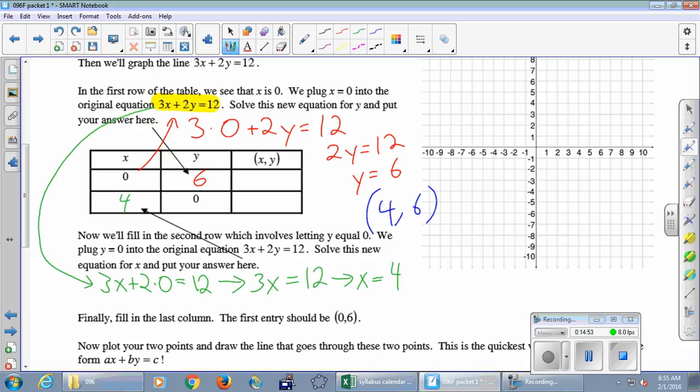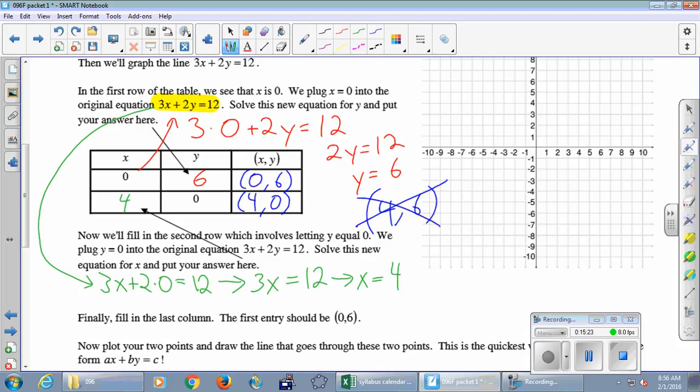The 6 only came about because we chose x equals what number? 0. The 6 is only here because of the 0. The 6 has nothing to do with the 4. The 4 only came in when we let y equal 0, and they're separate points. It's not that. So this is the point 0, 6. This is the point 4, 0. Do not compress them to the point 4, comma 6. So we've got 2 points.